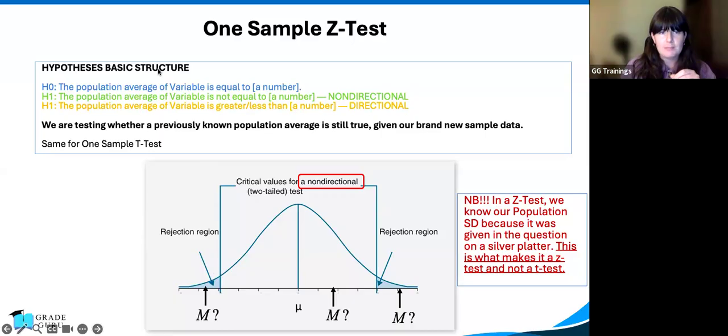If we look at our hypotheses basic structure here, for our one sample tests, the H0 is that the population average of the variable is equal to a number. That number will always be given to you in the question. It is the old population mean that we know based on prior research. Your H1, if it's non-directional, is going to say that it's not equal to that number. If it's directional, it's going to say that it is greater or less than that number.